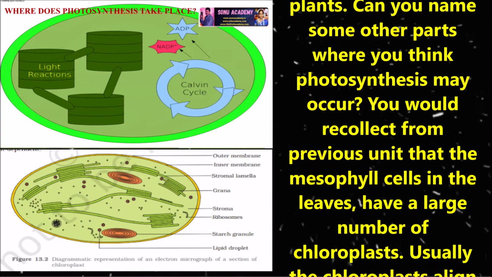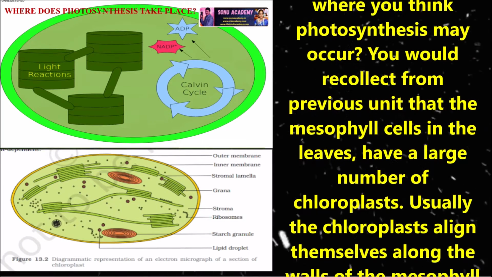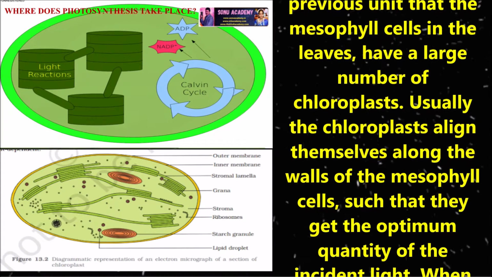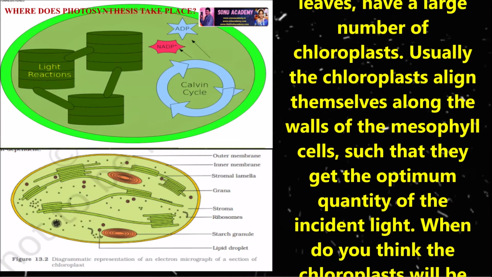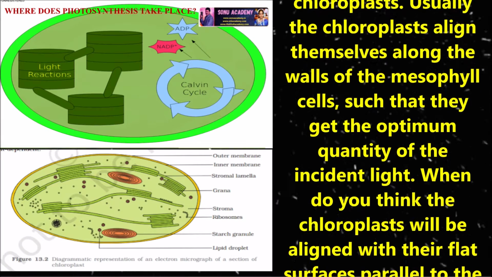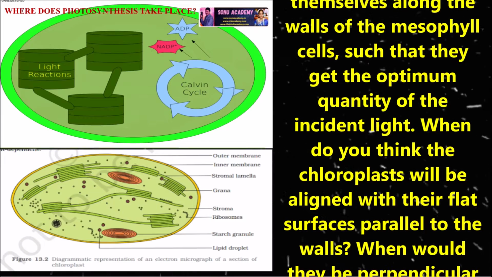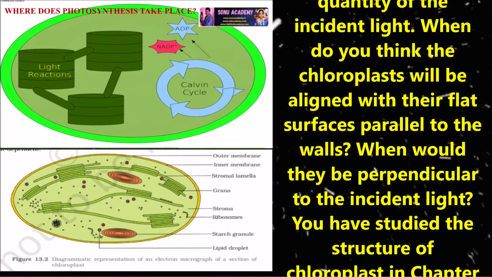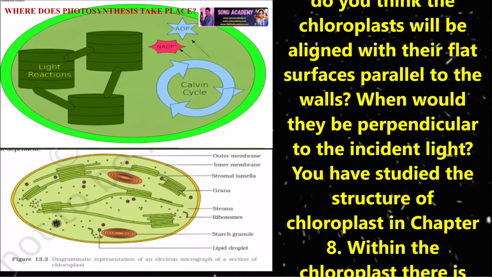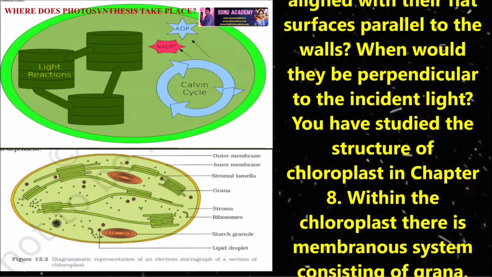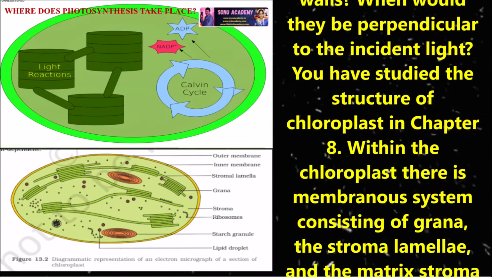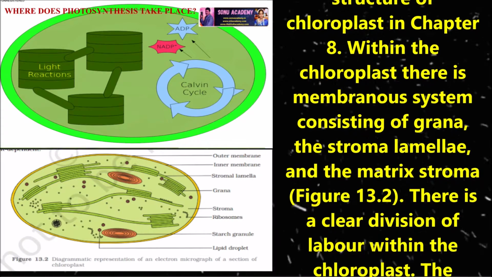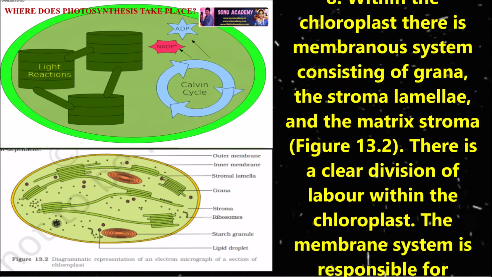Yes, you would recollect from the previous unit that the mesophyll cells in the leaves have a large number of chloroplasts. Usually, the chloroplasts align themselves along the walls of the mesophyll cells such that they get the optimum quantity of the incident light. When do you think the chloroplasts are aligned with their flat surfaces parallel to the walls? When would they be perpendicular to the incident light? You have studied the structure of chloroplast in chapter 8.